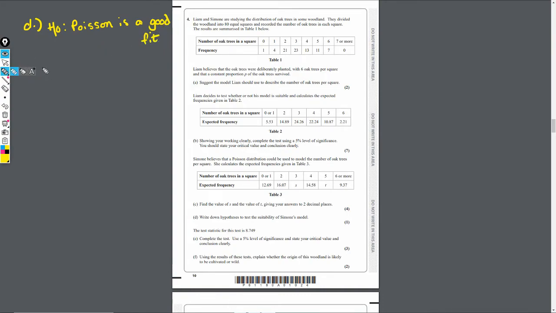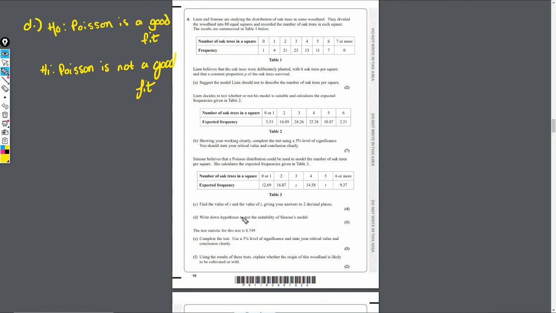And then H1, Poisson is not a good fit. Okay, so there we have it. H0, that is a good fit. H1, it's not a good fit. So that's part D done, nice and easy, just 1 mark.